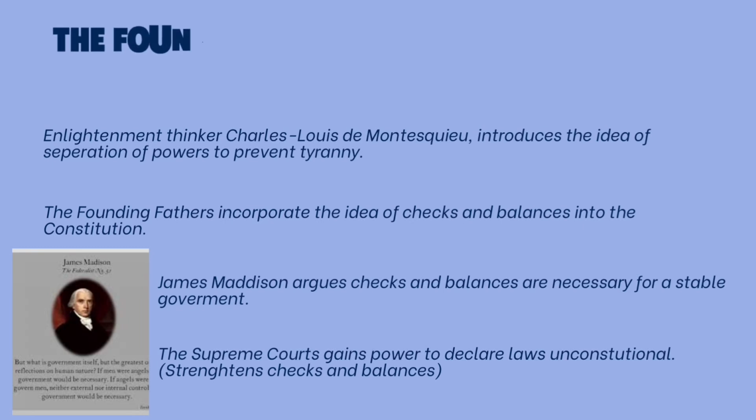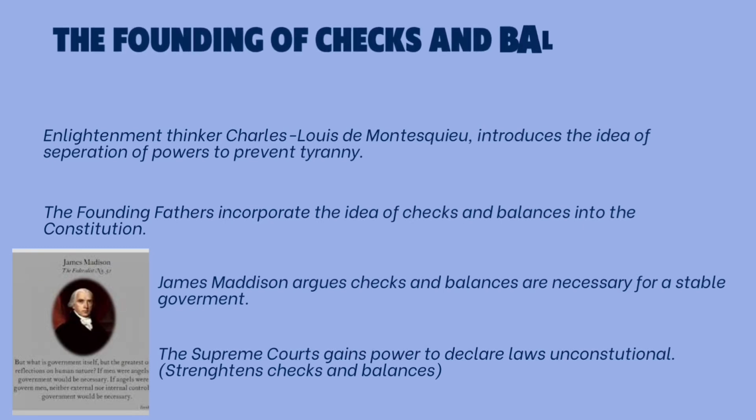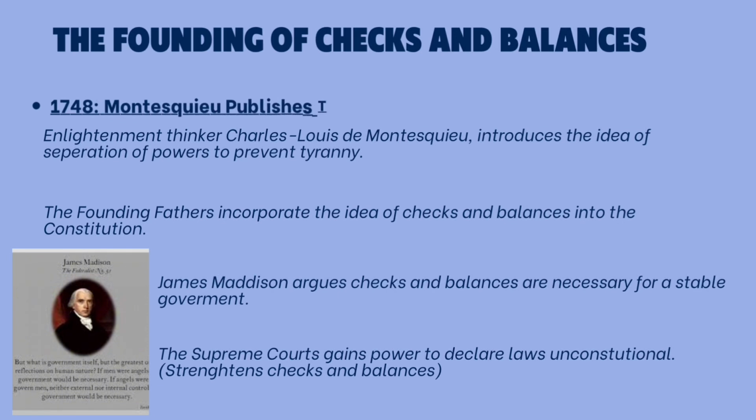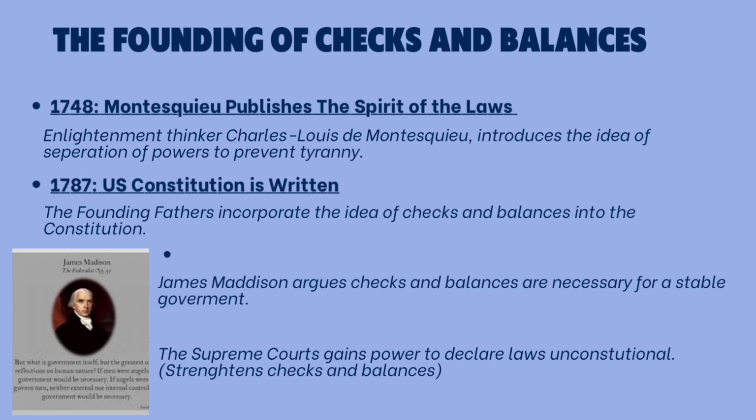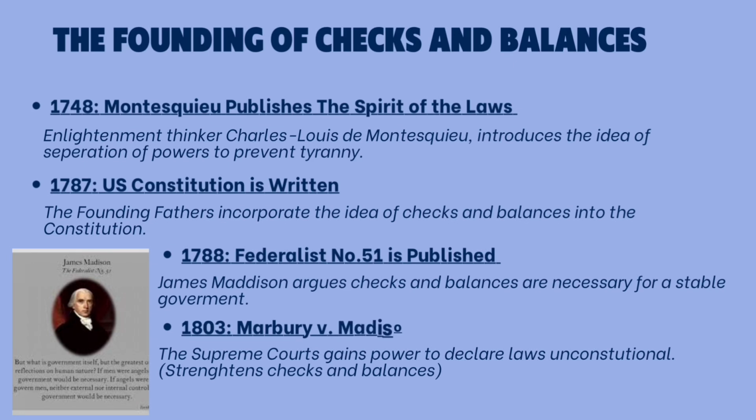Let's review a timeline of key events that helped shape our system. First, in 1748, Montesquieu published his Spirit of Laws, laying the intellectual foundation for separation of powers. In 1787, the U.S. Constitution is written, incorporating these ideas into the structure of our government. In 1788, Federalist Number 51 is published by James Madison, explaining why checks and balances are essential to preserving liberty. In 1803, in Marbury v. Madison, the Supreme Court establishes the principle of judicial review, empowering it to strike down laws that conflict with the Constitution.